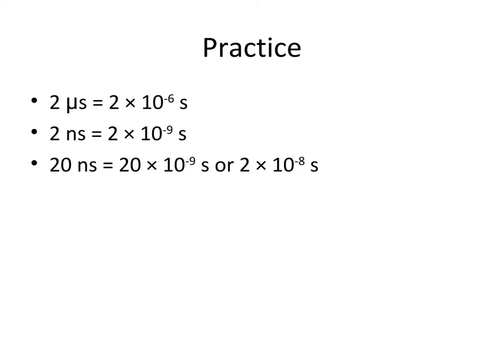Were you right? 20 times 10 to the minus 9, or 2 times 10 to the minus 8. If we write it like this, you'll notice there's a difference here. With scientific notation, there's only one digit to the left of the decimal place. If we have more than one digit to the left of the decimal place, but the exponent is a multiple of 3, or it corresponds to one of the prefixes, then that's engineering notation.